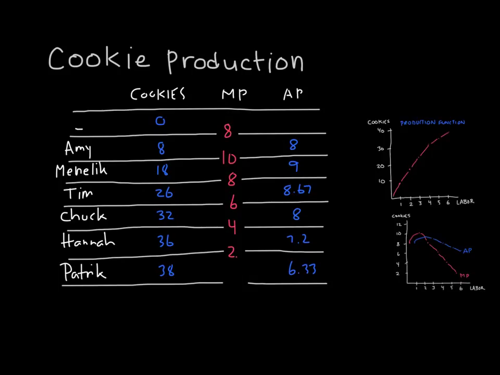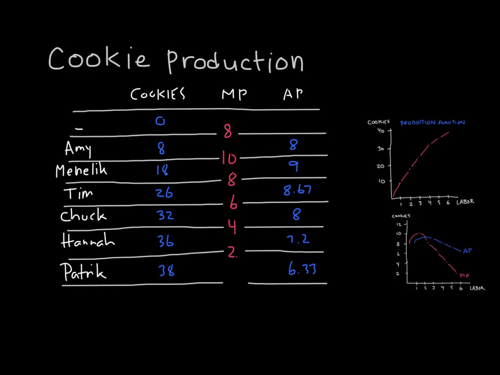Now, when you look at these numbers, you can see how much each additional worker added to the production. So when we added Amy, we got 8 more cookies. And then when Menelik came along, we got 10 more. We went from 8 to 18. And when Tim came, the marginal product was 8, Chuck added 6 extra cookies, Hannah added 4 extra cookies, and Patrick added only 2.